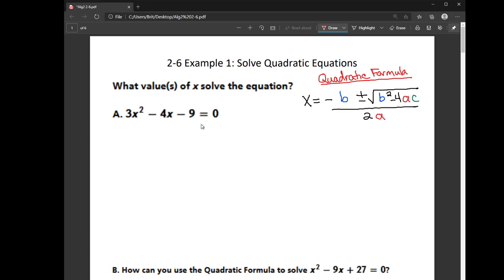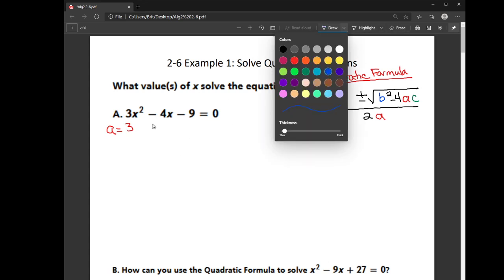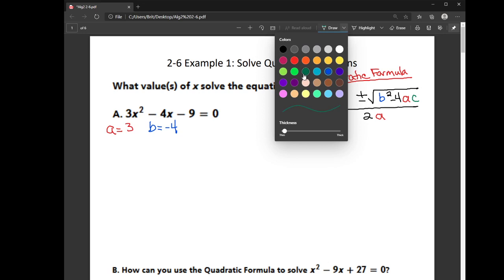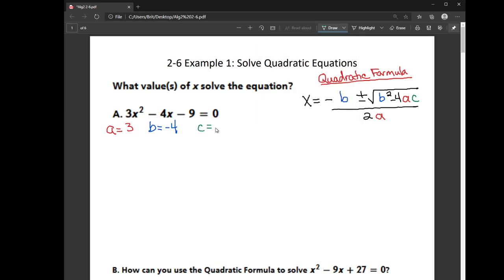So the first thing that you need to know with the quadratic formula is that your equation needs to be written in standard form equal to 0. So then what I'm going to do is identify my a, b, and c values. So here my a value is 3. My b value is the number in front of x, so my b here is -4. And then my c value is my constant, which is -9.